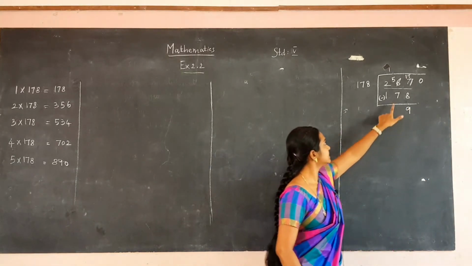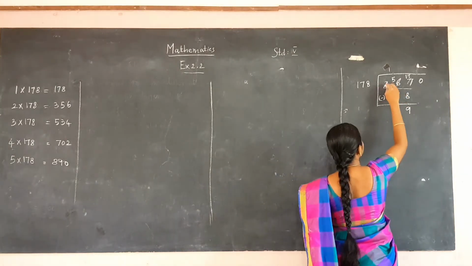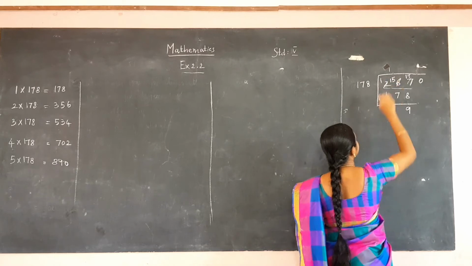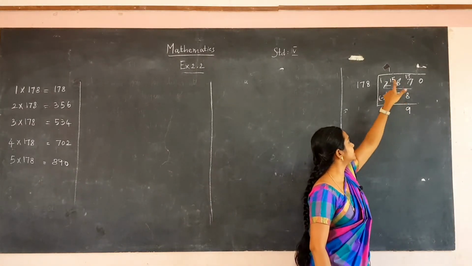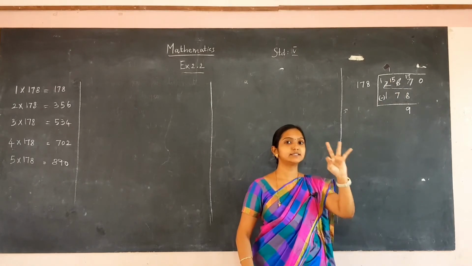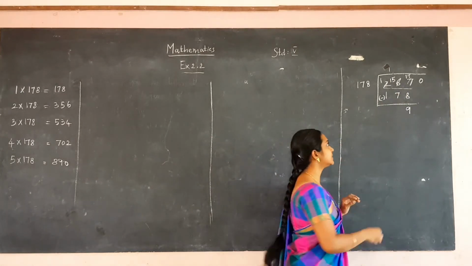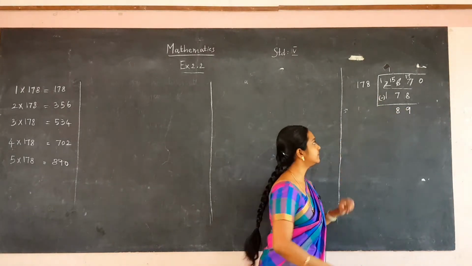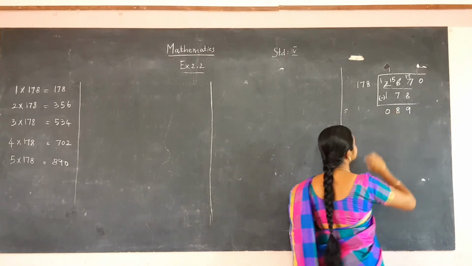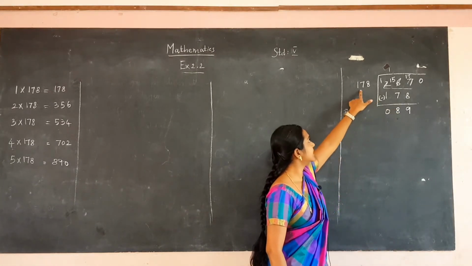Here 7 is greater than 5. So borrow 1 from 2. So 2 will be changed as 1 and 5 will be changed as 15. Now start counting from 7 until you reach 15: 8, 9, 10, 11, 12, 13, 14 and 15. So the number is 8. 1 minus 1 will be 0. See here, the number is 89. 89 is less than 178.